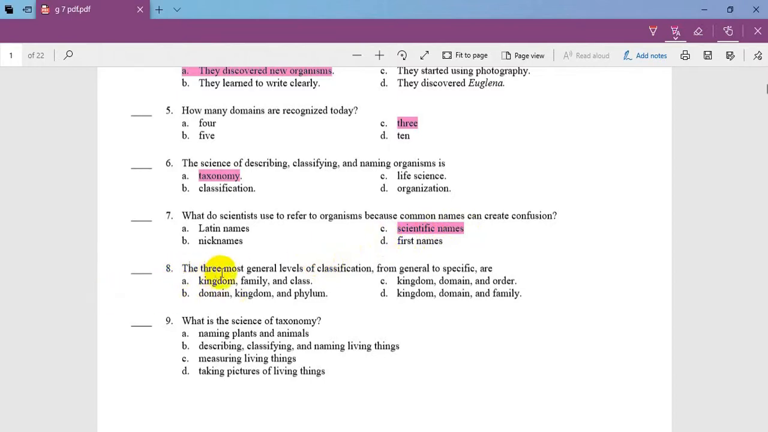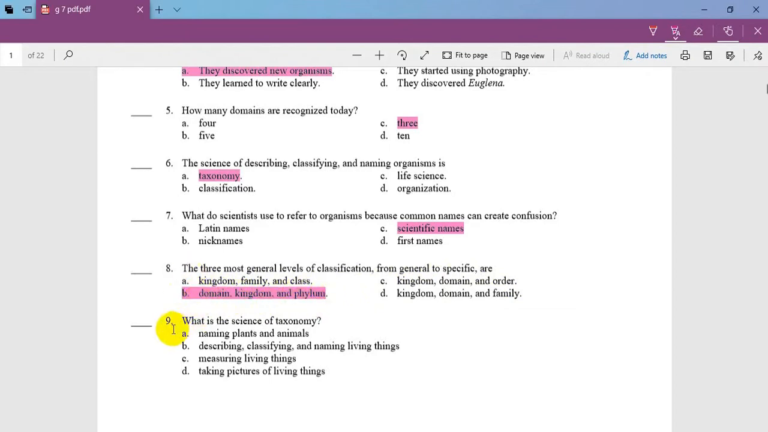Question 8. The 3 most general levels of classification, from the biggest to the smallest. If we order the levels from the biggest to the smallest, the options are: kingdom, family, class; or domain, kingdom, phylum; or kingdom, domain, and order; or kingdom, domain, and family. The biggest one is domain, after domain is kingdom, and then phylum. So the answer for this question will be letter B.